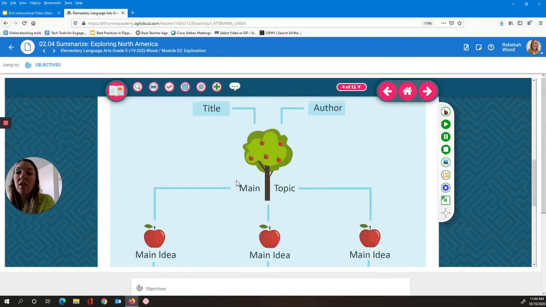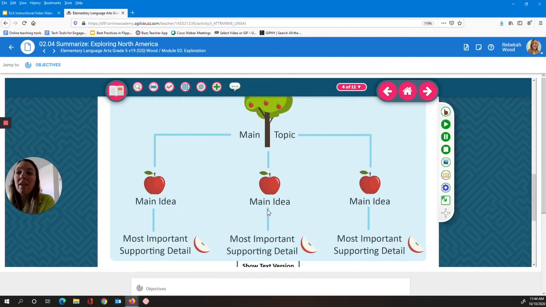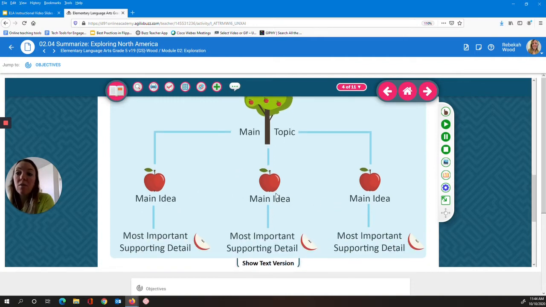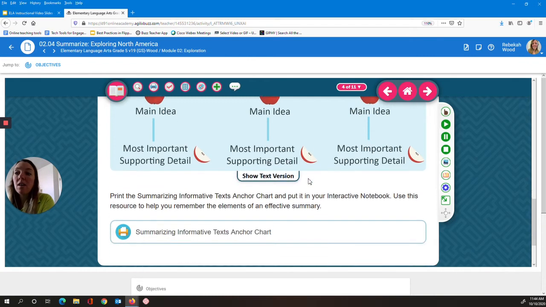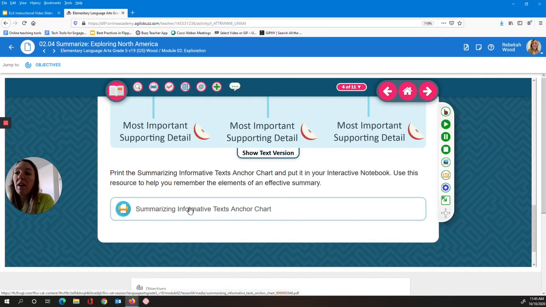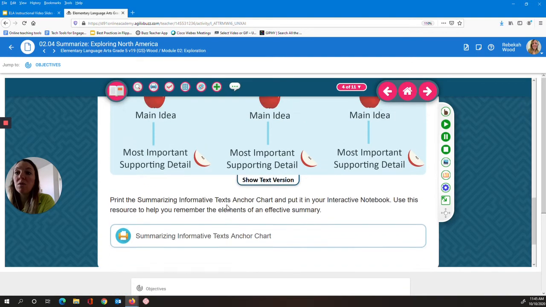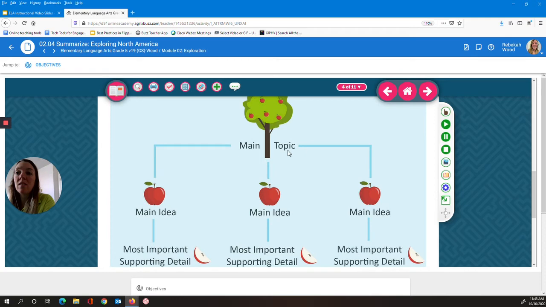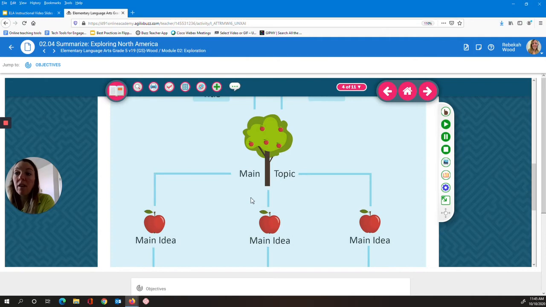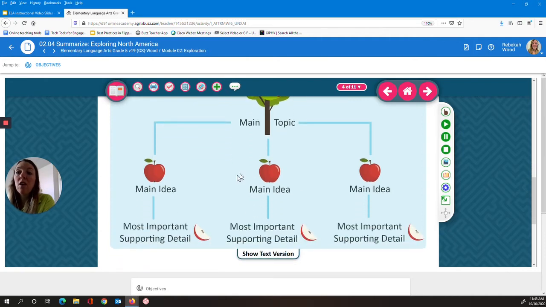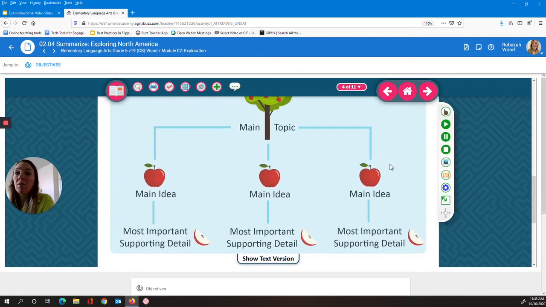Then you have a main topic, some main ideas from the text, and supporting details from the text. It says to print off that informative text anchor chart. You're welcome to if you want. That just helps you highlight the text with the main topic and main ideas. So our assignment for this week is you're going to be filling out a graphic organizer just like this about our informative text, and then you're going to actually be writing the summary.